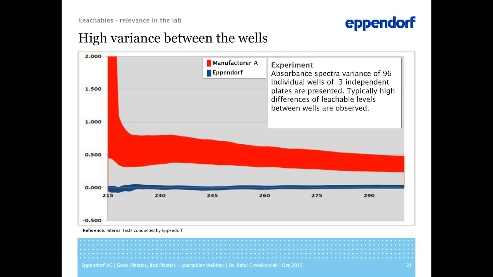So we presented you here some specific examples of assay systems where leachables have been shown to be an essential influencing factor. And let's finally see what leachables are exactly and which classes are critical.